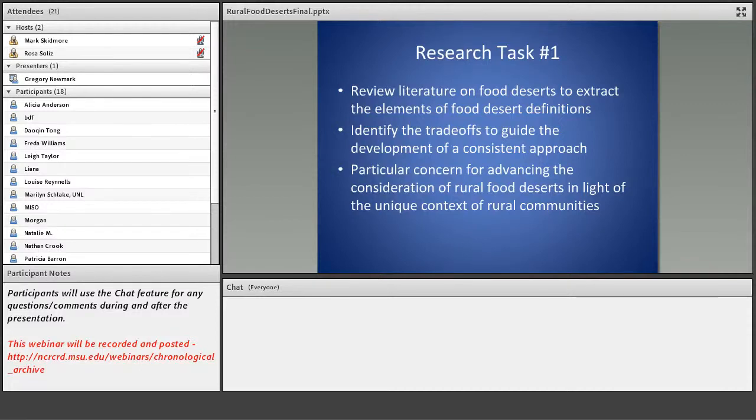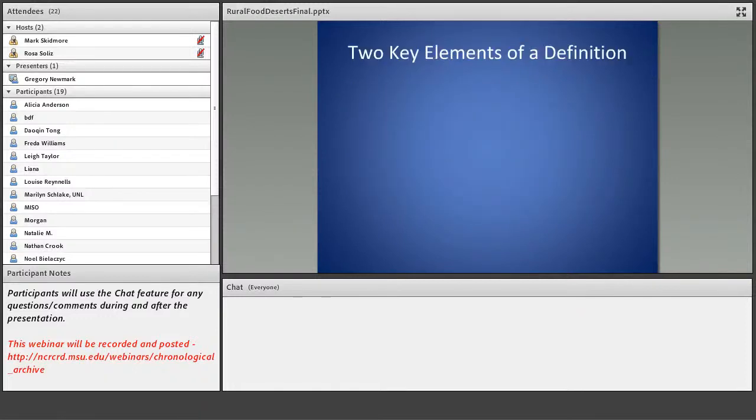to approach a more consistent way of thinking about things, or at least understand what the environment is to say, these seem to work better than these, in general. But this is a particular concern for rural food deserts because the unique context of rural communities is just distinct from the urban food deserts that most people are writing about. So we saw 2 key elements of a definition of food deserts.